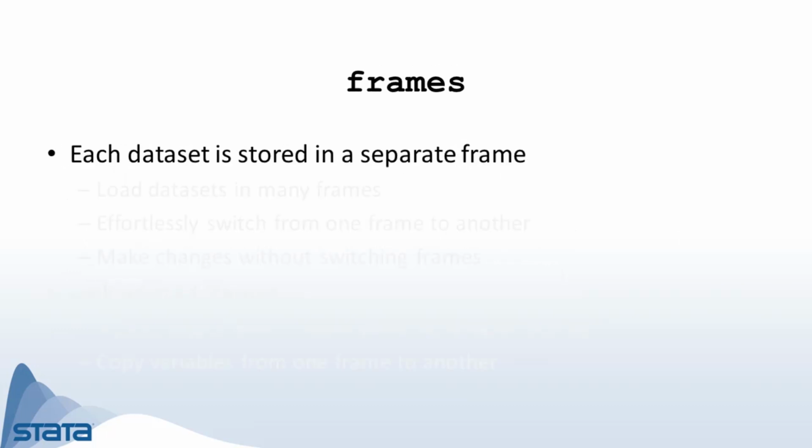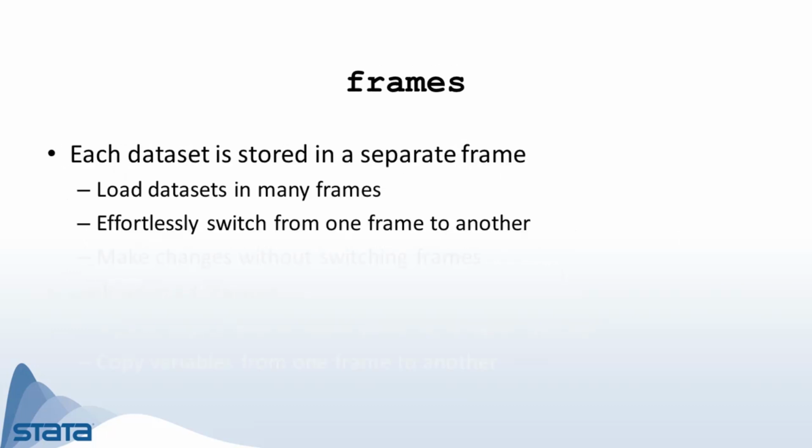In Stata, each dataset in memory is stored in a frame. You can load many datasets simultaneously, and you can easily work in one frame, switch to another frame, work with those data, and then switch back to the first. A frame prefix allows you to run Stata commands on any dataset in memory, meaning you can make changes to a dataset without having to switch frames.